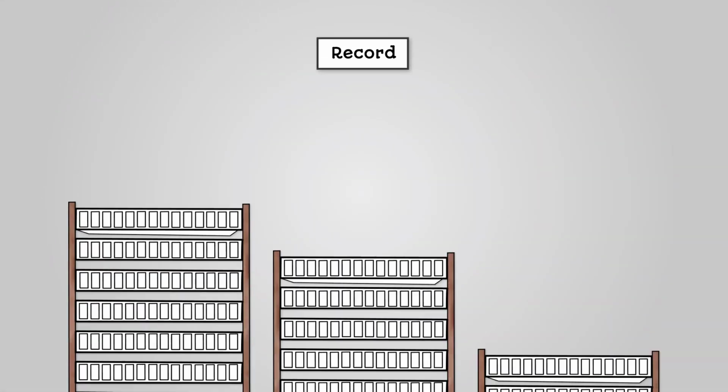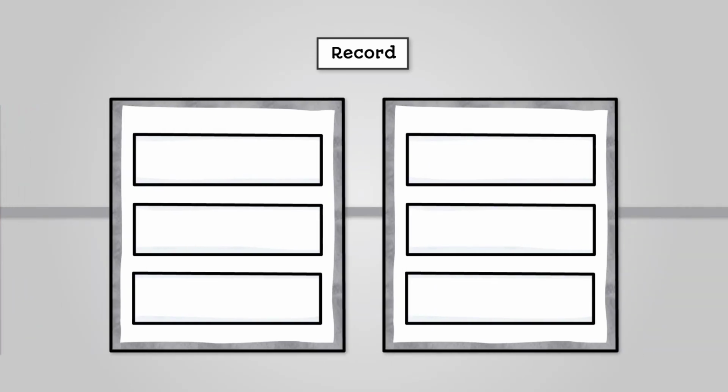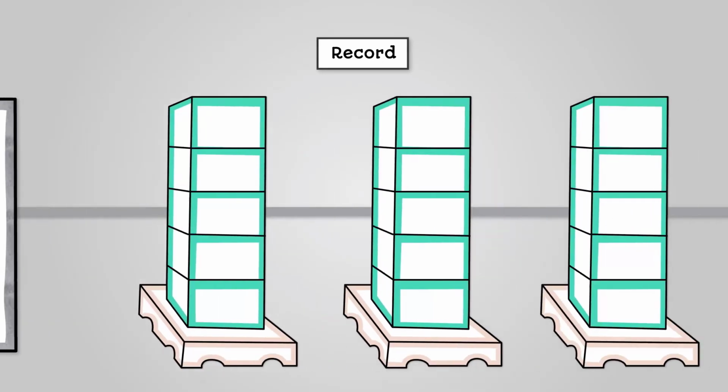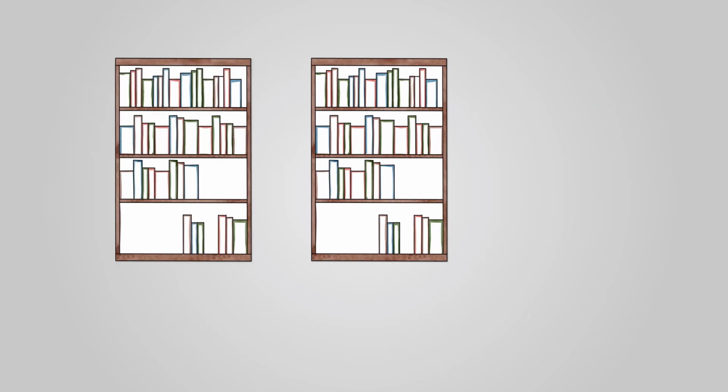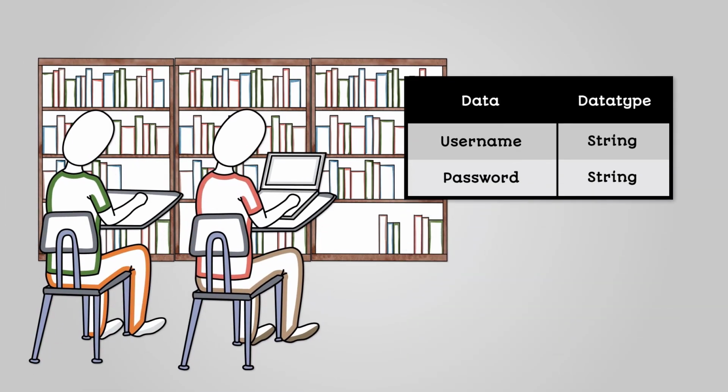A record in programming terms is very simply a collection of data that has some form of common link that is made up of variables with lots of different data types. Think about when you log into your school or college network. You will need a username and a password.